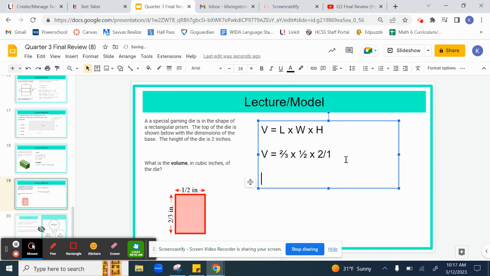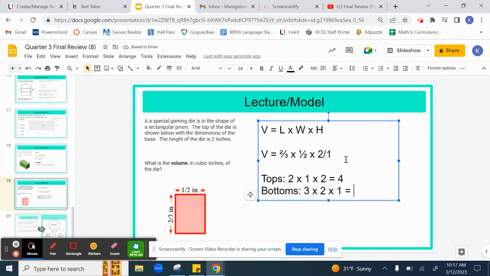All right, let's multiply the tops. 2 times 1 times 2. 2 times 1 is 2, times another 2 is 4. Multiply the bottoms. 3 times 2 times 1. 3 times 2 is 6, times 1 is still 6. So the volume is 4/6 inches cubed.